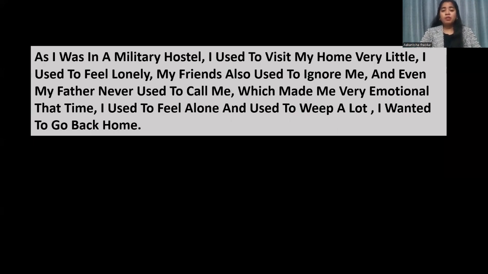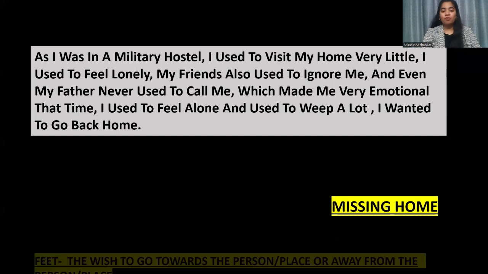As I was in a military hostel, I used to visit my home very little. I used to feel lonely. My friends also used to ignore me, and even my father never used to call me, which made me very emotional at that time. I used to feel alone and I used to weep a lot. I wanted to go back home. The second separation conflict which happened in his life was missing home.